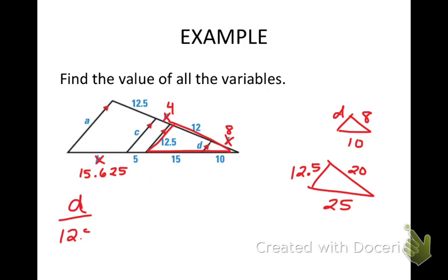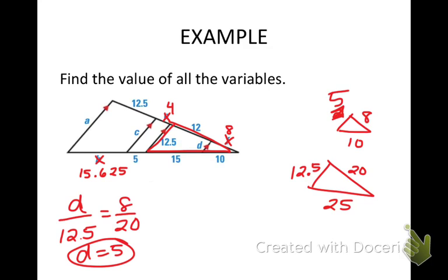D over 12.5 is equal to 8 over 20. So 8 times 12.5 divided by 20 gets me 5. So D is equal to 5. So now we got that. That was good. So I'm going to turn that D into a 5, because it might be nice to use that so we can use smaller numbers. All right, so now let's get C.